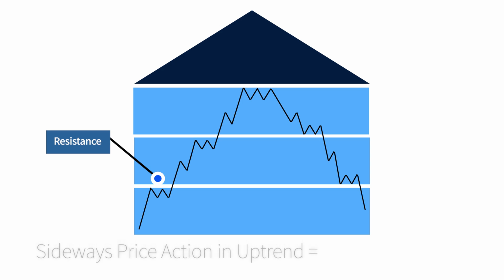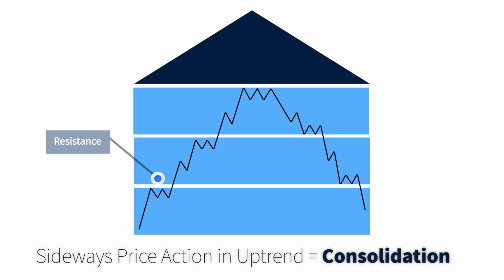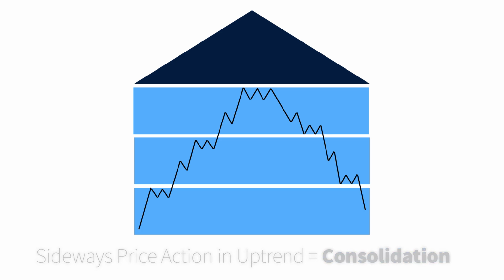Now, sideways price action is often called consolidation. It's only when the buyers, the bulls, overpower the sellers, the bears, does price break through the ceiling and move up into the first floor.